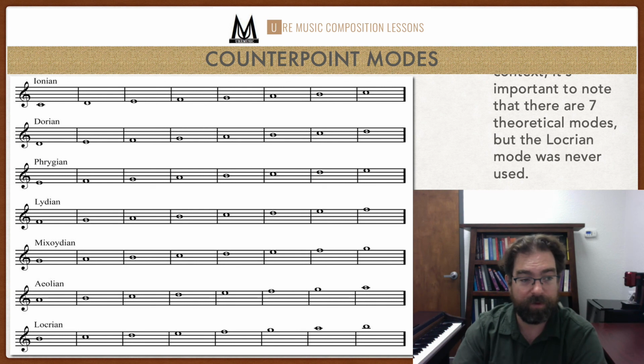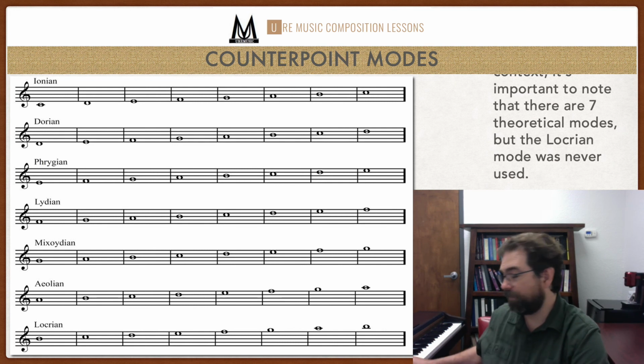Okay, so your counterpoint modes. These are all 7 of the modes, but the 7th mode, Locrian, was actually never used in the 16th century, and we'll get to that in a minute. So here's your Ionian.